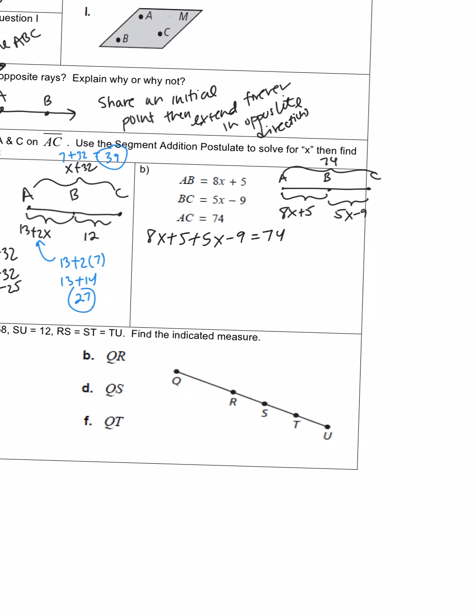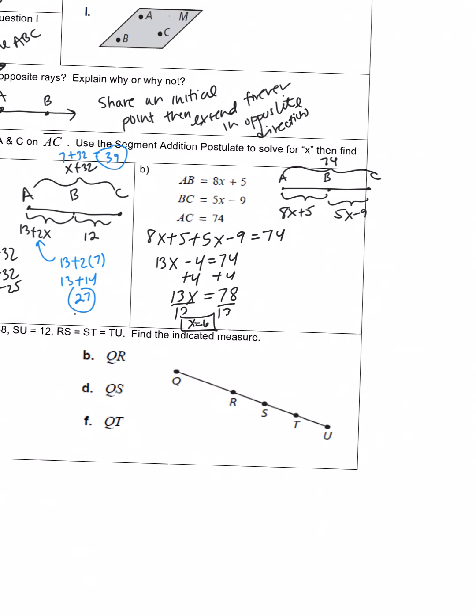Let's combine like terms on the left-hand side of the equation. 8x and 5x is 13x, and 5 minus 9 is negative 4, equals 74. If we add 4 to each side, 13x equals 78. Divide both sides by 13, and we get x equals 6.